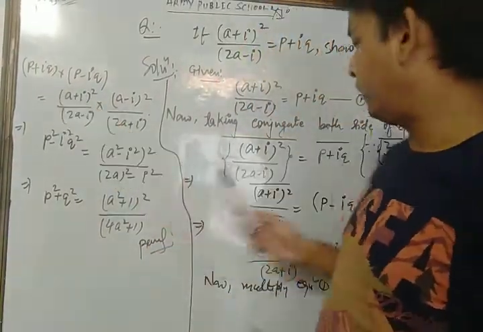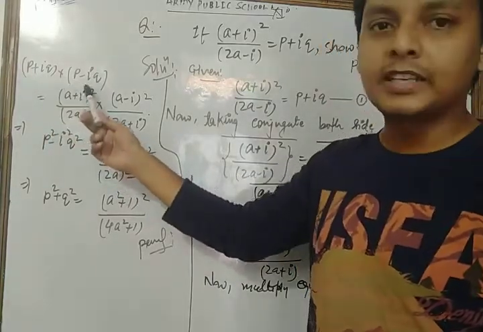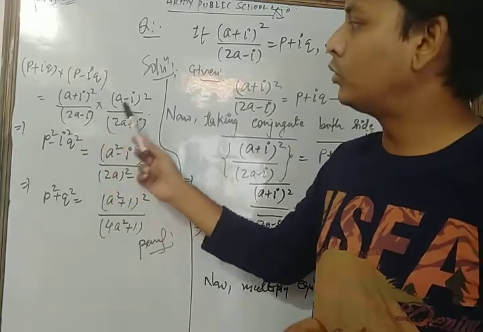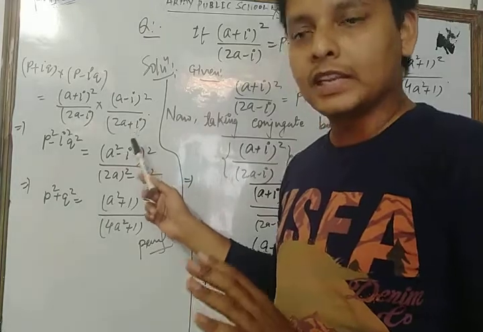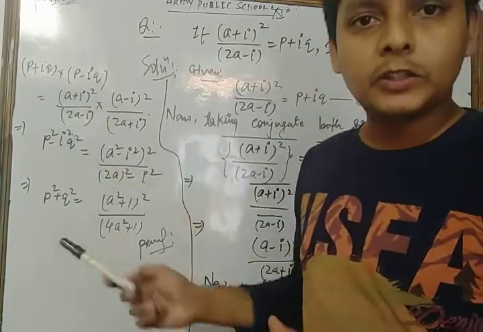Here when we multiply equation 1 and 2, then we get (p + iq)(p - iq) is equal to (a + i)² / (2a - i) into (a - i)² / (2a + i). So this is the form of (a + b)(a - b).